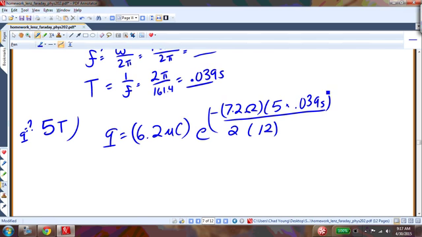Okay, so that's the exponential, e to this value. Let me make that more clear. So this is e raised to that power. Then I can calculate that charge.